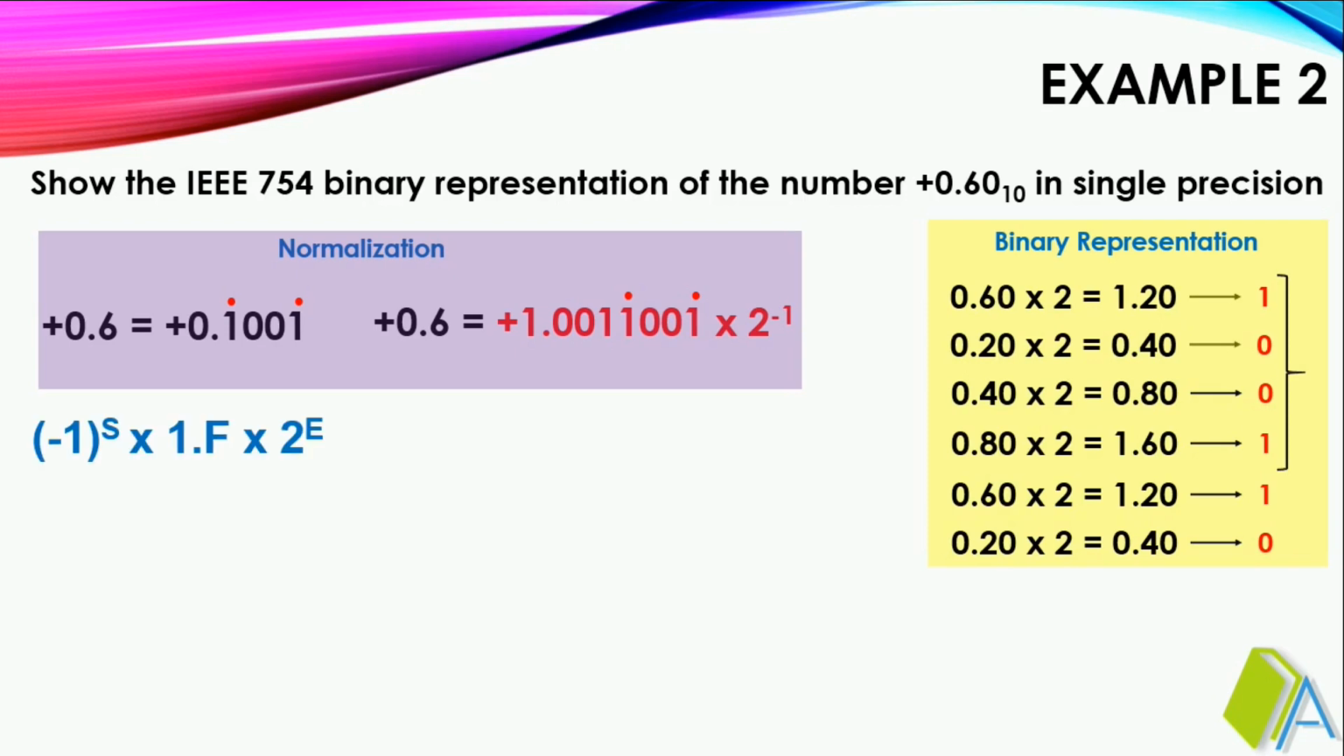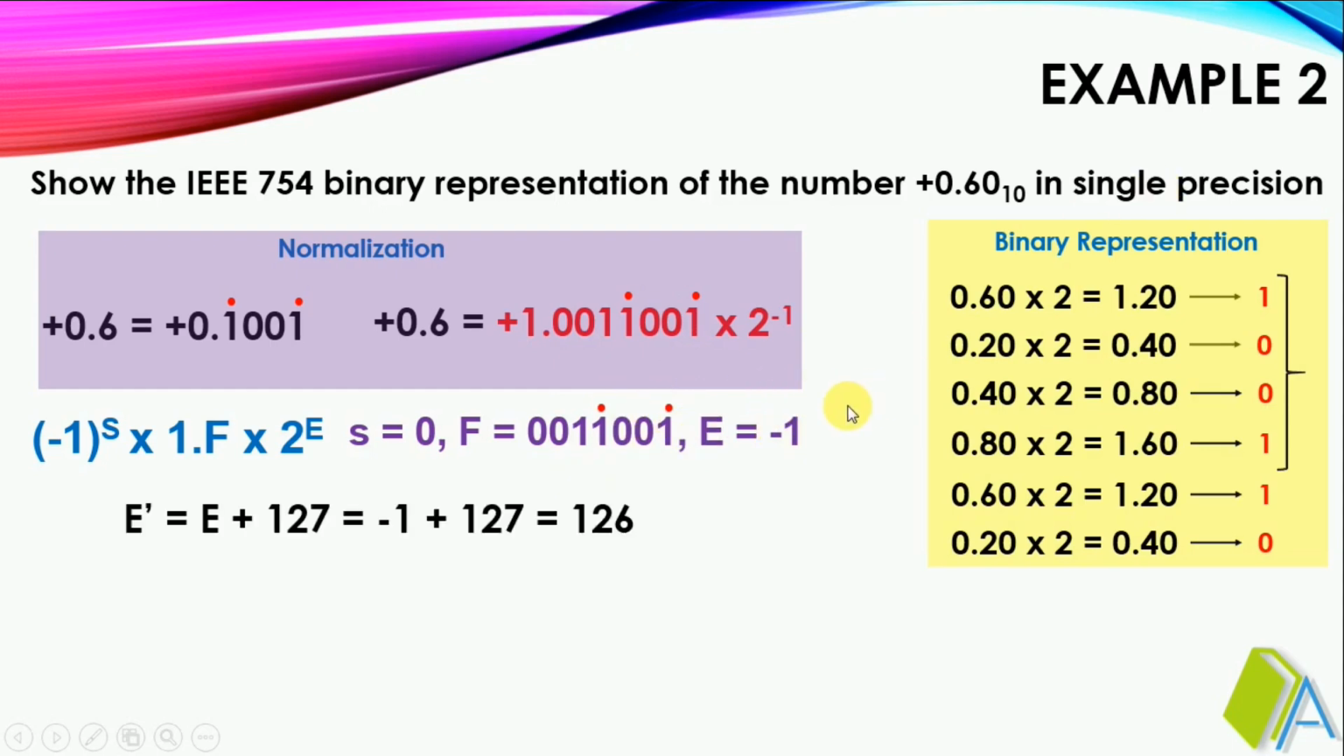According to the binary normalized floating point representation, my sign bit is 0 since it is a positive number. This is my fractional field after the decimal point. The bits between the red dots are repeated here. The exponent is -1. Since it is a single precision format, the biased exponent is calculated by adding 127 to the exponent value. So my biased exponent is 126.